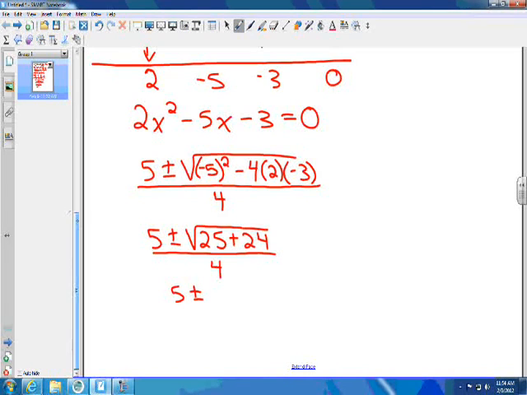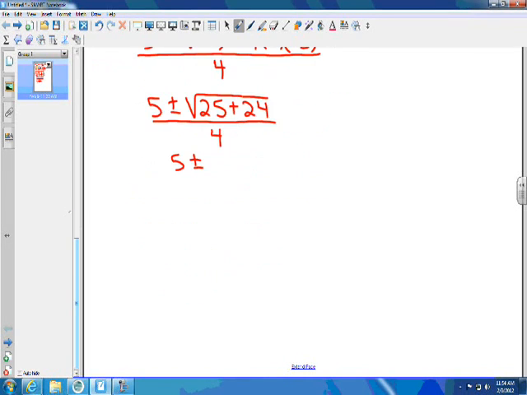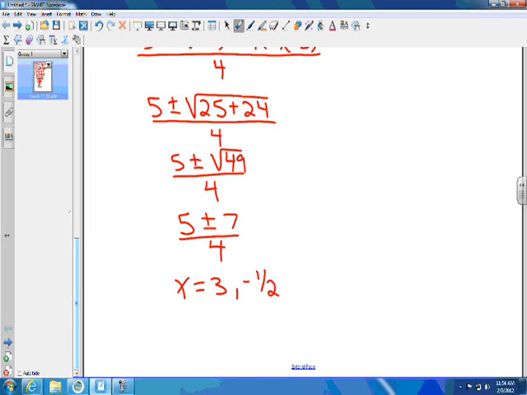And what do we get underneath there? Square root of 49 all over 4. Square root of 49 is 7. And you must find out both answers. What is 5 plus 7? 12 over 4. x equals 3. What is 5 minus 7? Negative 2 over 4. That's negative 1/2.